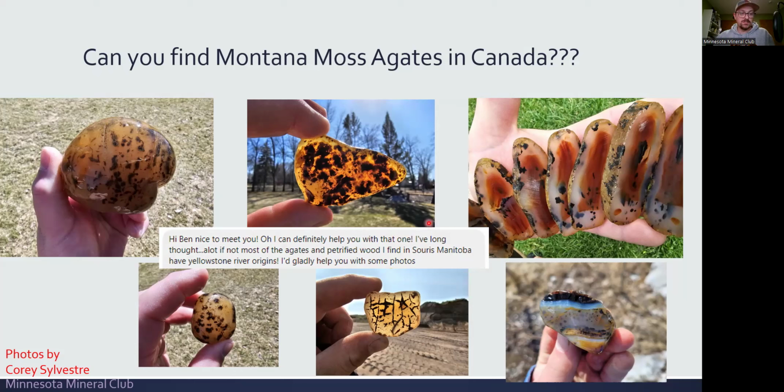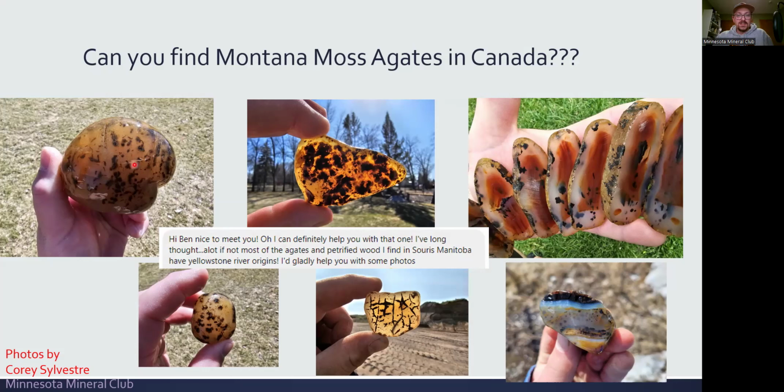And so you can see here, this is just part of my conversation where he said, most of the agates and petrified wood that I find in Source, Manitoba, I think have Yellowstone River origins. So you can see here, all of these photos look exactly like agates you may have been able to find in Montana. And this is more evident by the fact that I actually showed you one of Corey's agates earlier in the presentation, and it probably slipped by everyone just thinking it was just another photo of a Montana agate. So if you want to rewatch and go back earlier, you might be able to find that photo.